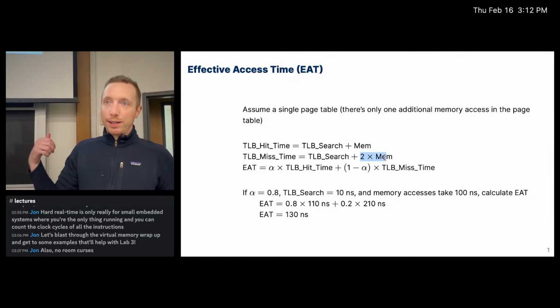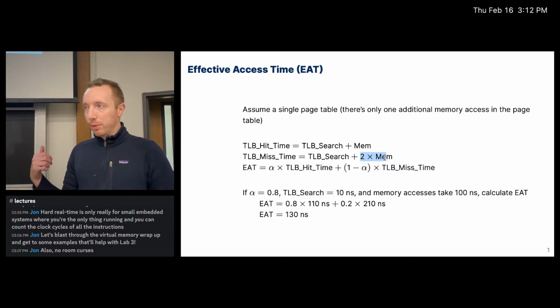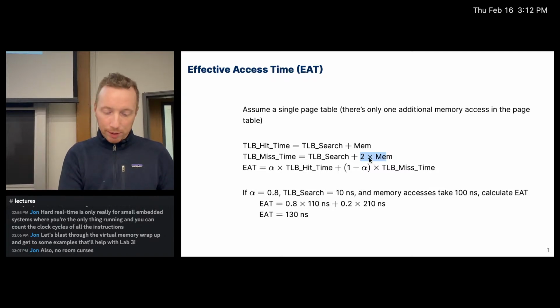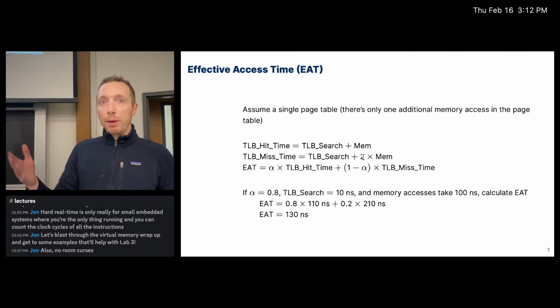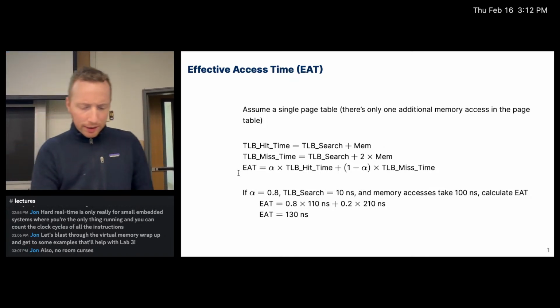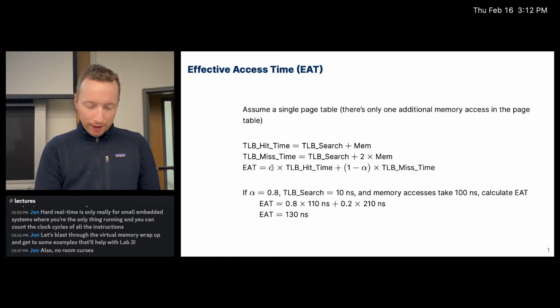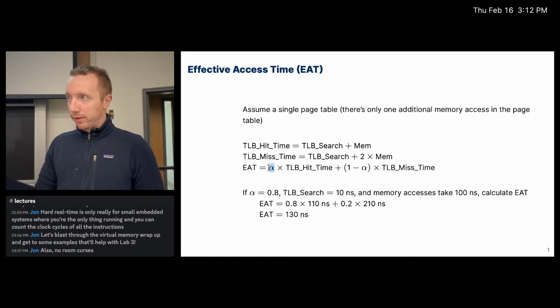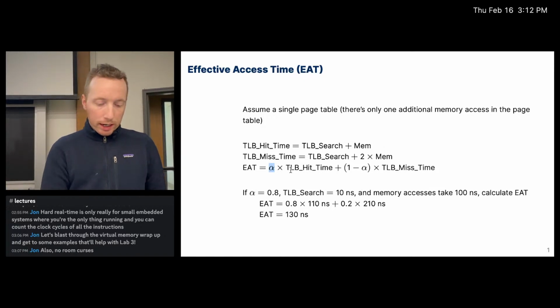So you can see quickly how this number would grow if we had multiple levels of page tables. So if we had 3 levels of page tables, well, we need 3 memory accesses for each level of page table and the original memory access. And then the effective access time is just alpha, which is the rate of the hits expressed in like a fraction, times the amount of time it takes for a hit, plus the miss rate times the miss time. Nothing terribly surprising.